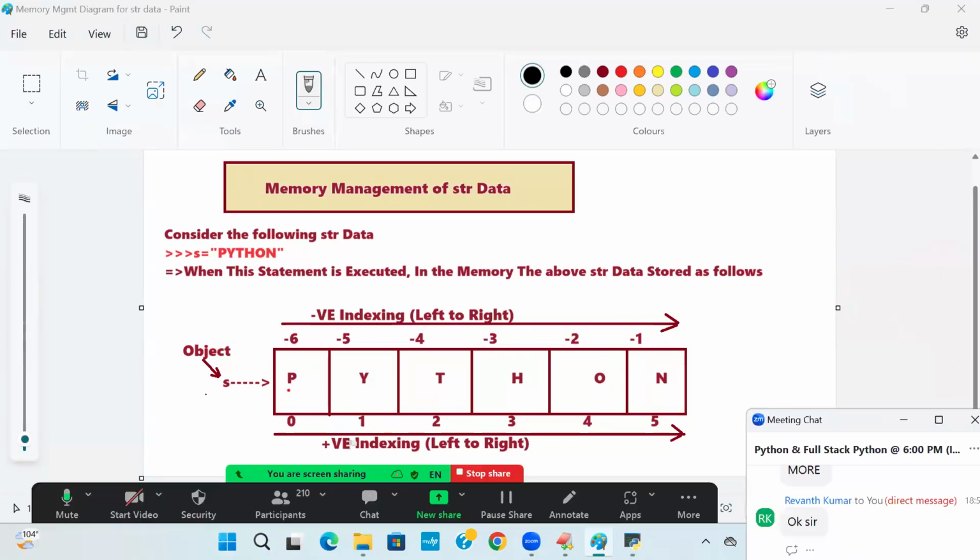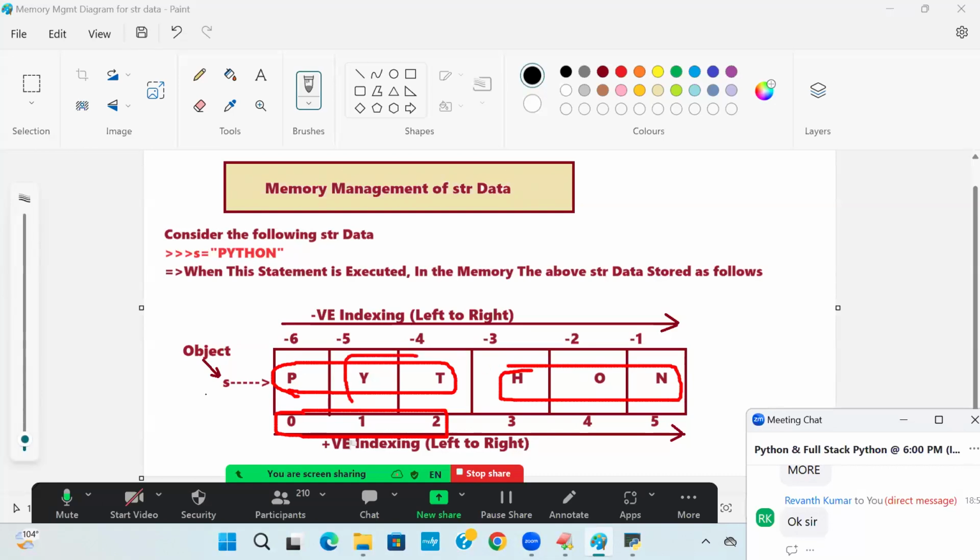Look at PYTHON. I want to get PYT. From where to where am I getting? 0 to 3, that is 0 to 2. That is 3 characters I am getting. Next, I want to get HON. Is it not more than one character I am getting?